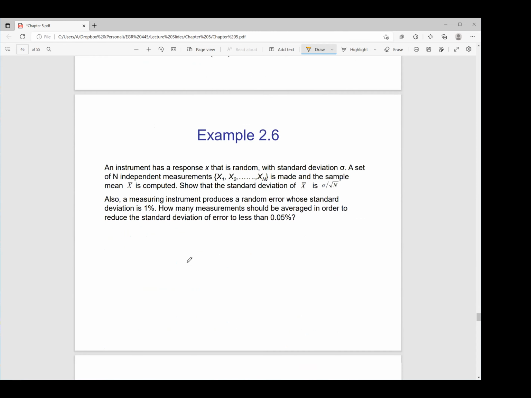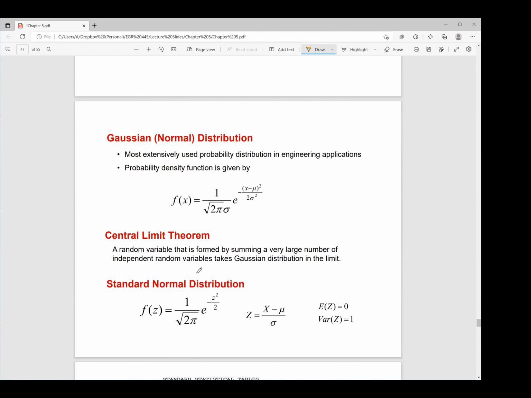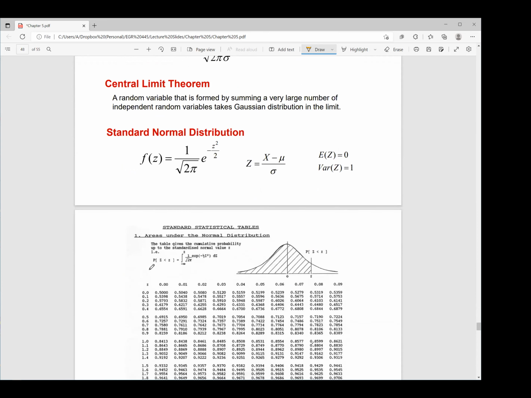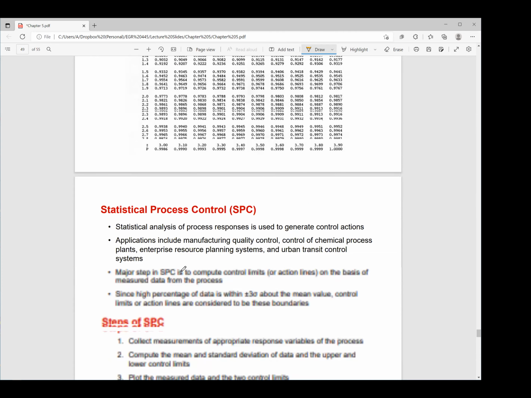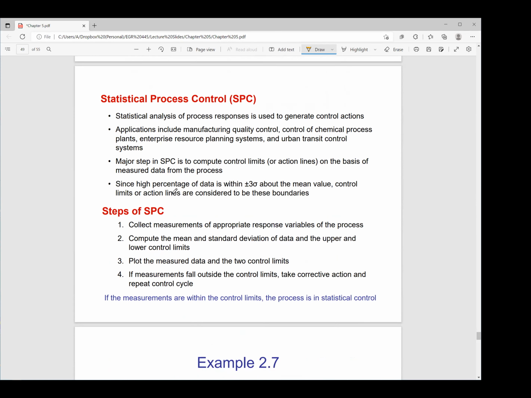And then in the next class, I'm going to work out the example, the Gaussian distribution, central limit, and standard deviation. So we will also touch upon what we mean by statistical process control and what are the steps that are used in statistical process control. And I will review the concepts again. I will give you the precise mathematical definitions, and I'm going to work out the problems in next class.